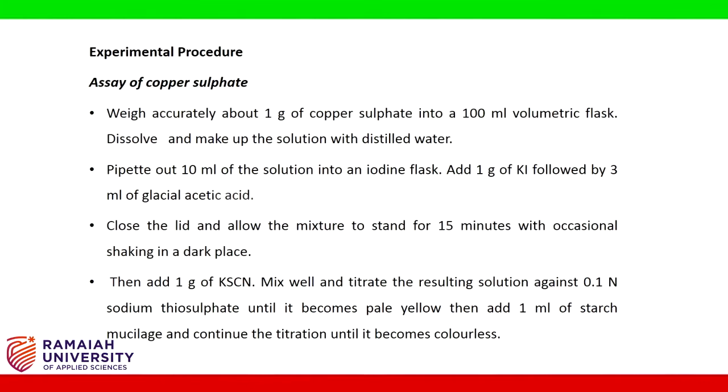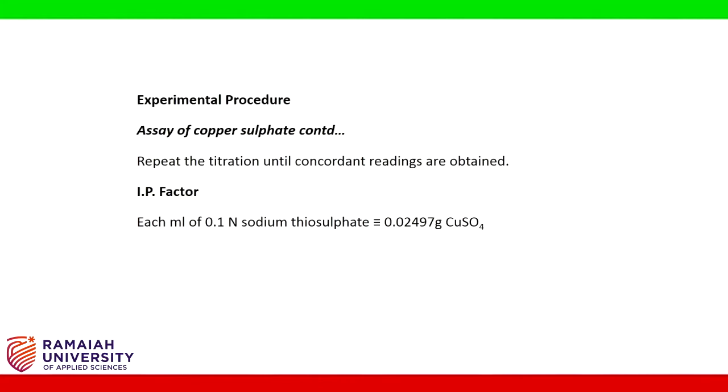Then add 1 gram of potassium thiocyanate, mix well and titrate the resulting solution against 0.1 N sodium thiosulphate until it becomes pale yellow. Then add 1 ml of starch mucilage and continue the titration until it becomes colorless. IP factor: each ml of 0.1 N sodium thiosulphate is equivalent to 0.02497 grams of copper sulphate. The titer value for standardization of 0.1 N sodium thiosulphate and assay of copper sulphate is tabulated.